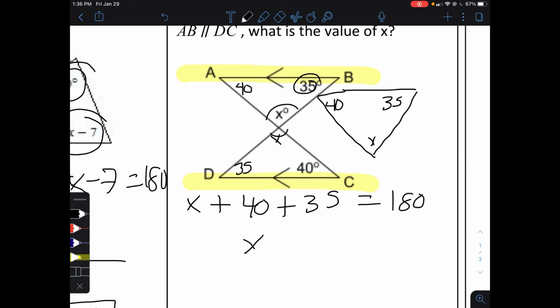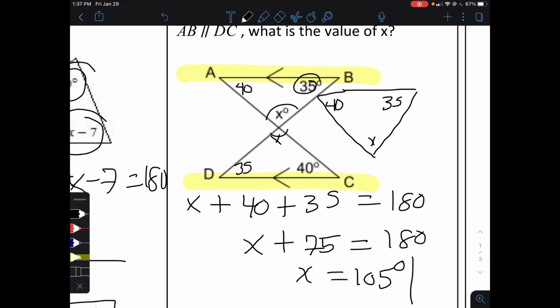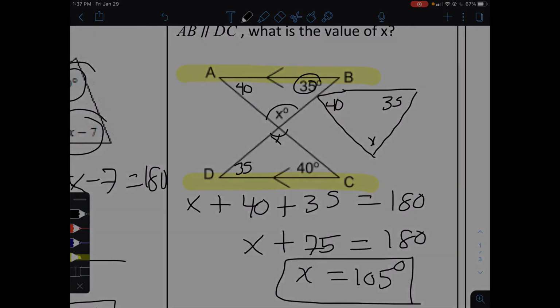Combine like terms. Now I have X plus 75 equal to 180. I'm going to do 180 minus 75, which is 105. So X is equal to 105 degrees. Easy as pie, flying high in the sky.